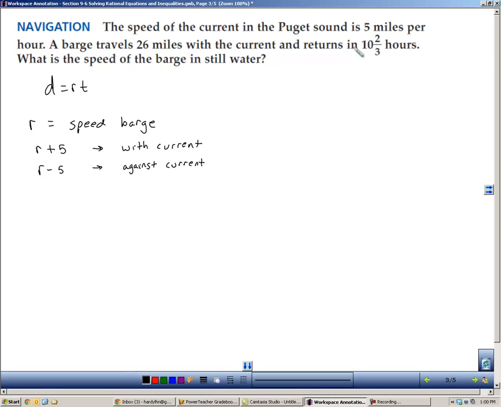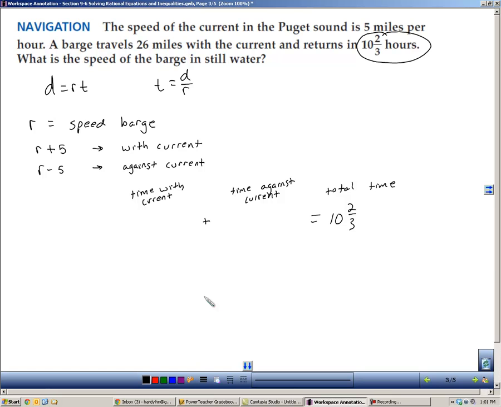Now we're told in this problem that it takes 10 2/3 hours. So this number is kind of my total time. So I want to base this problem on the time. If I take d equals rt and I solve for t, I get t equals distance over rate. Since my time is 10 2/3 hours, I want everything to equal 10 2/3 because this is the total time. Which means if I knew the time with the current and the time against the current, and I add those two together, then I'll get the total time.